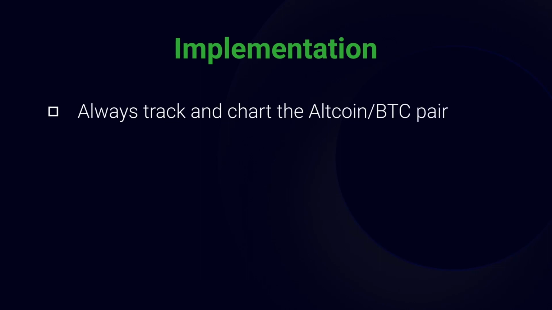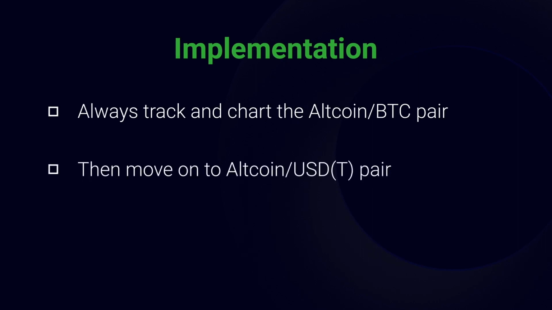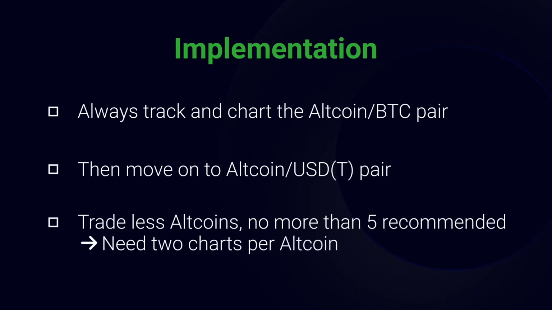To correctly implement the altcoin trading strategy, you will need to track and chart the altcoin BTC pair. Once this analysis is completed, you can then move on to the altcoin USD or USDT pair. We recommend that you trade no more than 5 altcoins, as you will need 2 charts per altcoin.